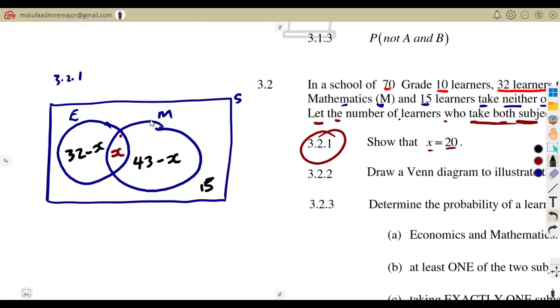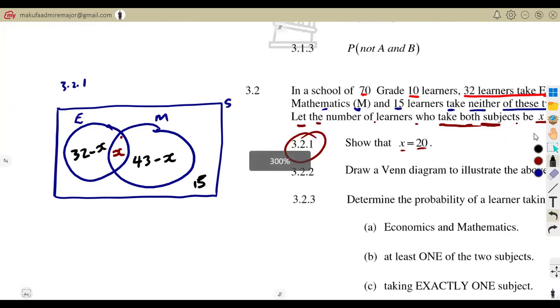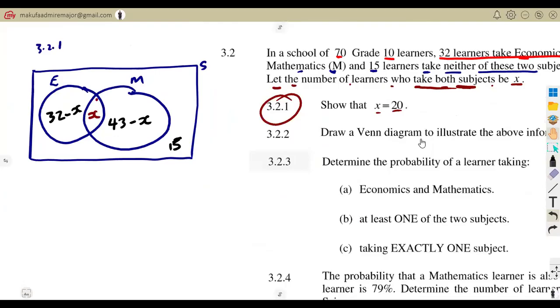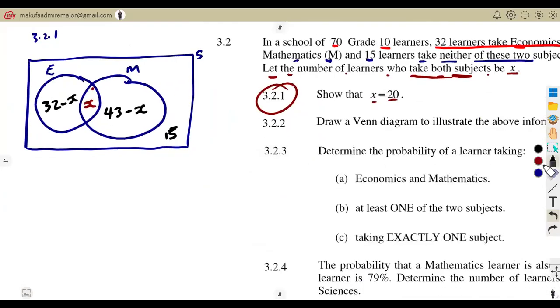So if you are used to the Venn diagram, you can just have an equation. You don't need to present it like this. But it is wise that you do that, because in this exam, guys, you do not know where you can have a mistake.